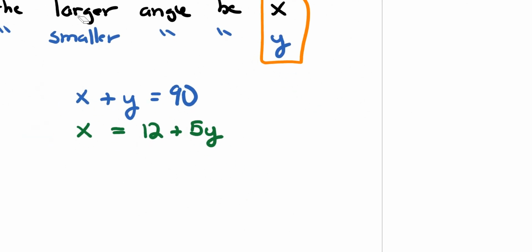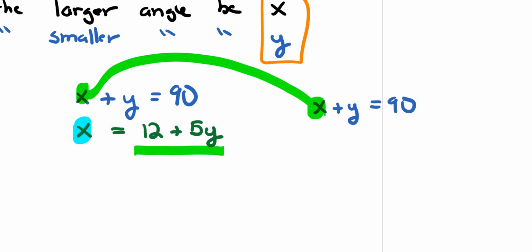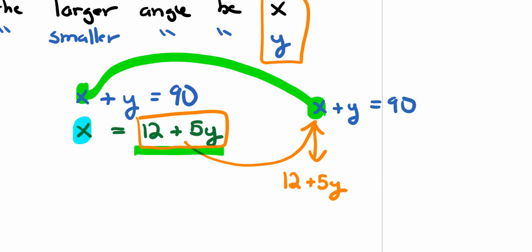Now from here, you should definitely recognize that since x is isolated in the second equation, x equals 12 plus 5y, you should use substitution right away. So here's my first equation, x plus y equals 90, right? And you should recognize that this x equals all that, so this can replace all that. So instead of writing x here, I can write 12 plus 5y, and then I have plus y here equals 90.